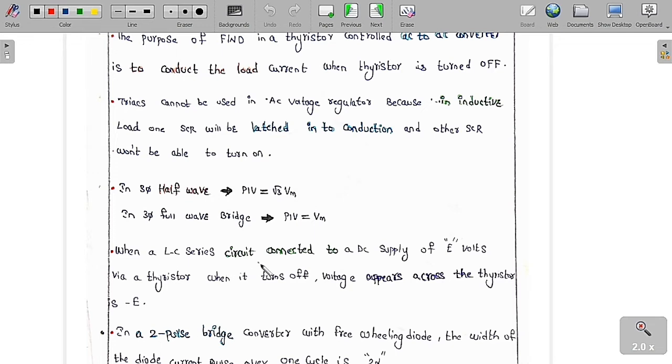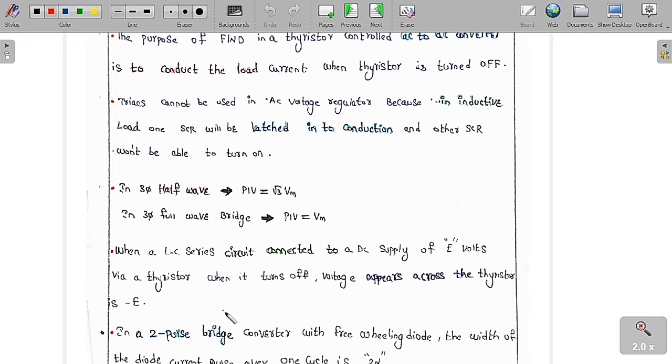In an LC series circuit connected to a DC supply of E volts via a thyristor, when it is turned off, the voltage across the thyristor is -E. If you connect an LC circuit with a thyristor and a supply voltage E, what is the voltage across the thyristor when the device is turned off?